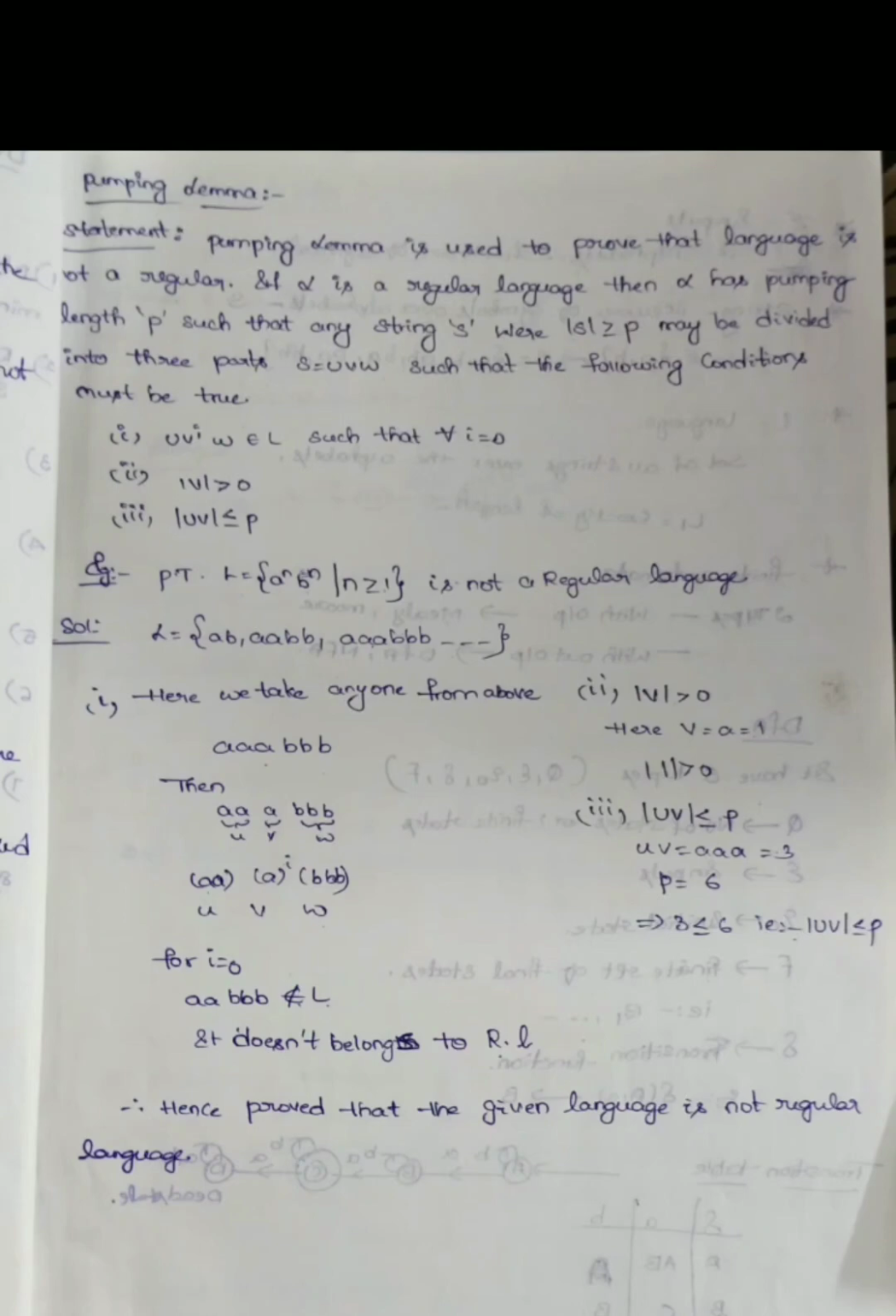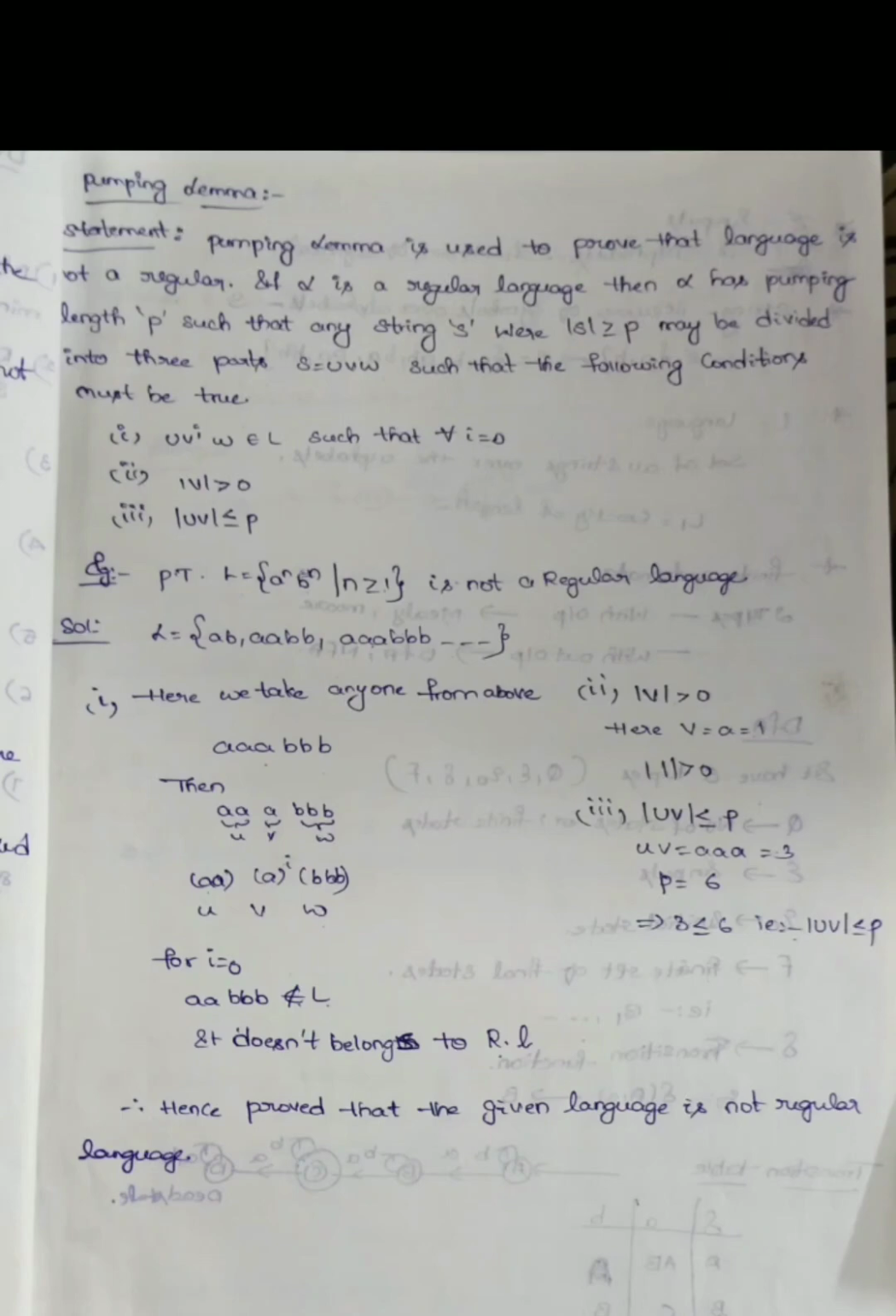Let's see an example. Prove that L = a^n b^n, where n is greater than or equal to 1, is not a regular language. Here the number of a's and b's is the same, so L may be ab, or 2 a's 2 b's, or 3 a's 3 b's, and so on. We take any one from above. We can take aaabbb. Then aa is u, a is v, and bbb is w.